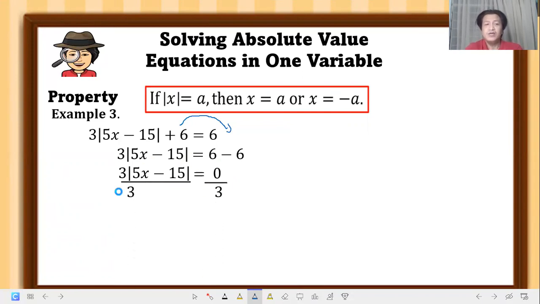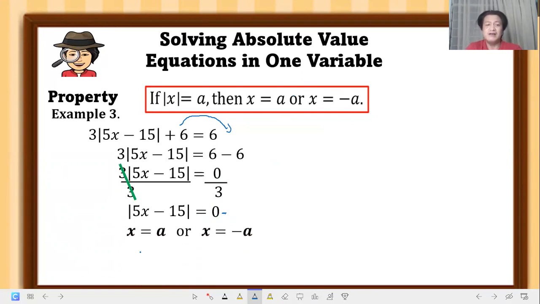Okay? And therefore, you can now cancel 3. Ang natira na lang dito sa left side, yung absolute value of 5x minus 15. Tsaka what is 0 divided by 3? 0 siya. So from this, you can now apply the formula. Ang tanong, paano to? 0 siya. Ang tanong, di ba? Wala tayong positive at negative. This is a special case.